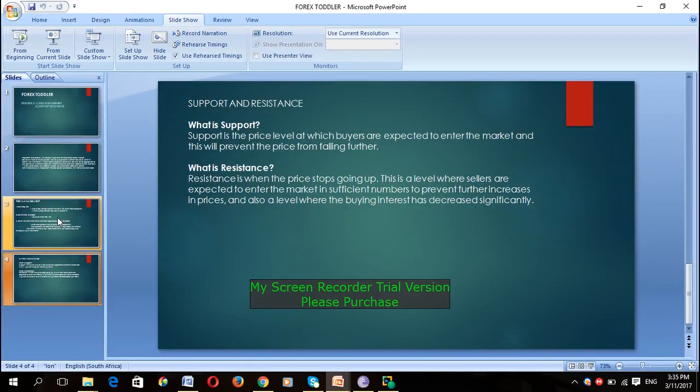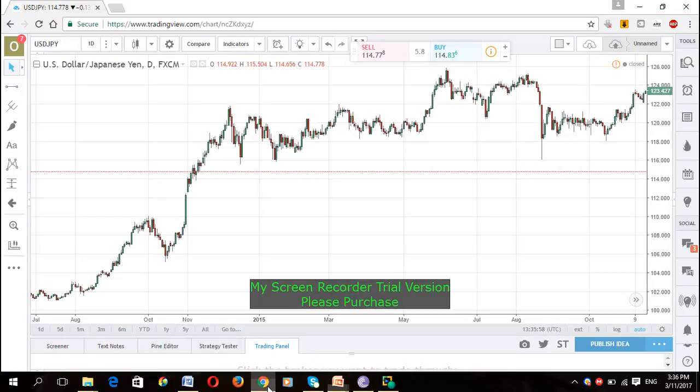Okay guys, so now we're going to go into practical mode. We will be looking at USD JPY on the daily chart. Firstly, I'll be doing support and resistance lines. Just like I said in the theoretical part, basically support and resistance helps us to predict what will happen in the future. So if I'm looking at the daily chart of the USD JPY, I'm just going to draw my support and resistance lines.